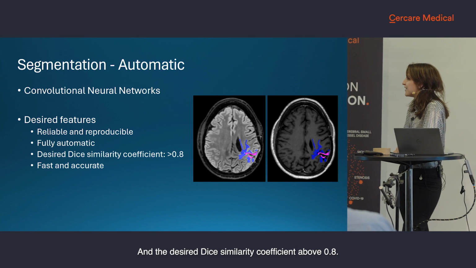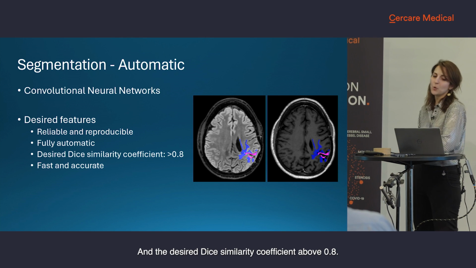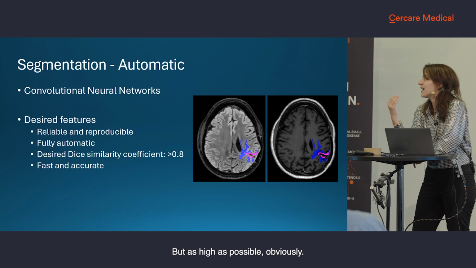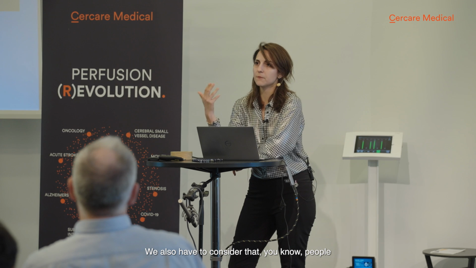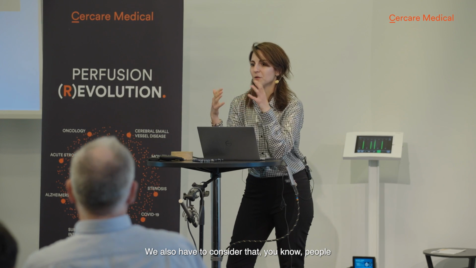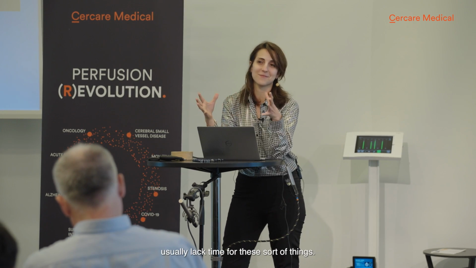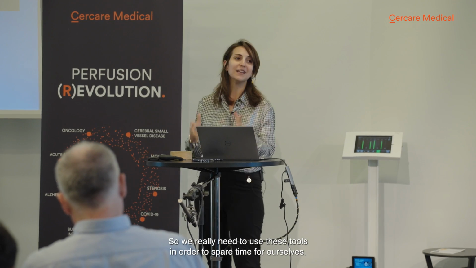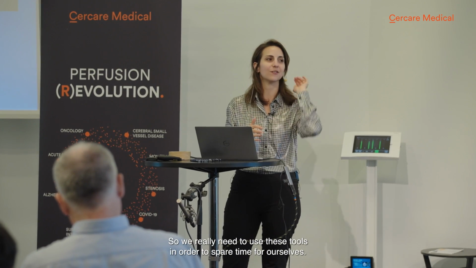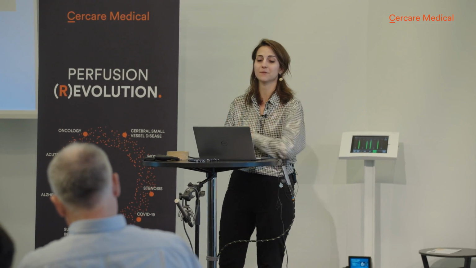The desired dice similarity coefficient is above 0.8, but as high as possible, obviously. And it has to be fast and accurate. We also have to consider that people usually lack time for these sort of things, so we really need to use these tools in order to spare time for ourselves.